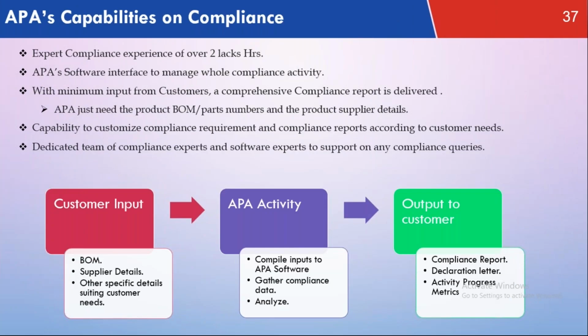So, APA's capability. APA has expert compliance experience of over 2 lakh hours. APA has a separate software interface to manage the whole compliance activity. With the minimum input from the customers, we can generate a comprehensive compliance report for your product, which is then delivered. We just need basic information such as product BOM, part numbers, product details, and other necessary details from the customer, and we will analyze this data. We have the capability to customize this compliance requirement and compliance report according to the customer's need.